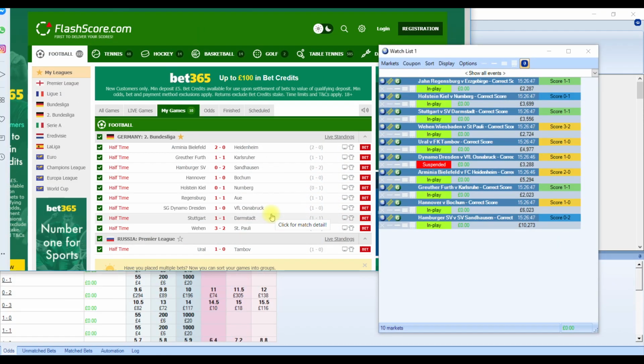So as you can see, there are currently 10 matches all at half time, and I have added them to a watch list in Flash Scores, and on the watch list on the right hand side you can see that every single score has been identified correctly. Booyah!